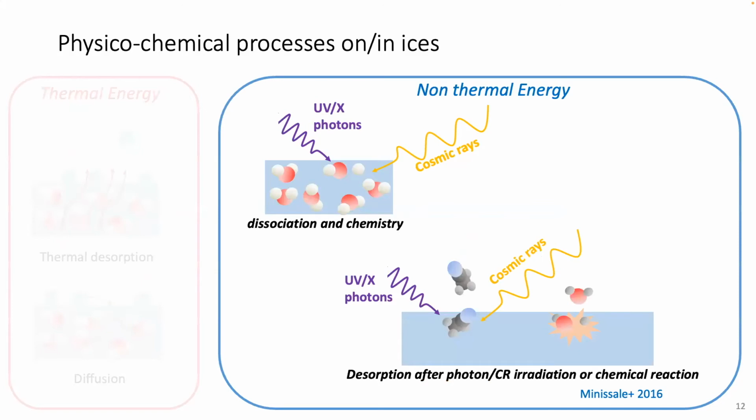Okay, so now I will switch to non-thermal energy processes. We will look at the effects of cosmic rays or photons on the ice. It can create, for example, dissociation of the ice molecules, chemistry, or it can also create exchanges from the solid phase into the gas phase. That's called desorption. And there is also one non-thermal process, which is chemical reactions that occur in the ice and give a new molecule that can escape the ice and desorb.